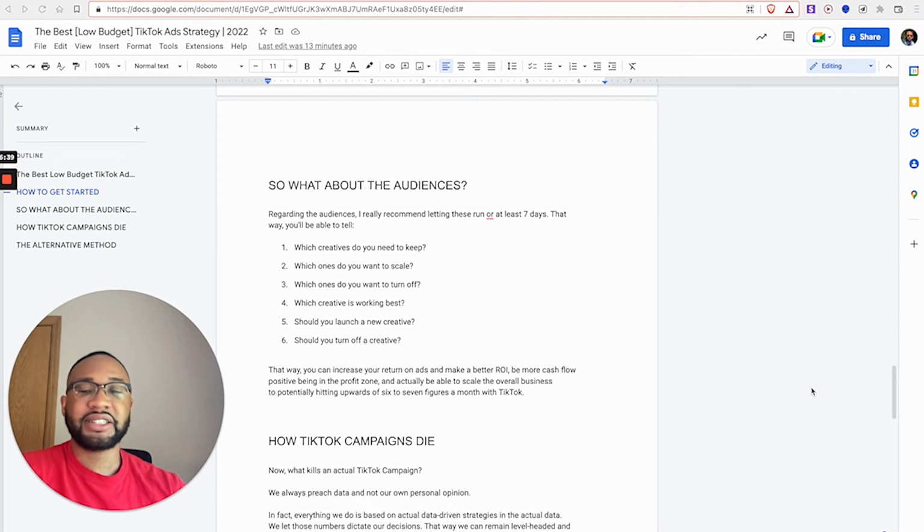You always want to be testing, particularly within specific days, to see what's going to keep your money allocated in the best way possible. That way you can have a nice return on ad spend, and that makes for a better ROI throughout the time we're working together. Being more cash flow positive in the profitable zone is going to be way more sustainable. That will allow you to scale your overall business to upwards of 6-7 figures a month on TikTok.